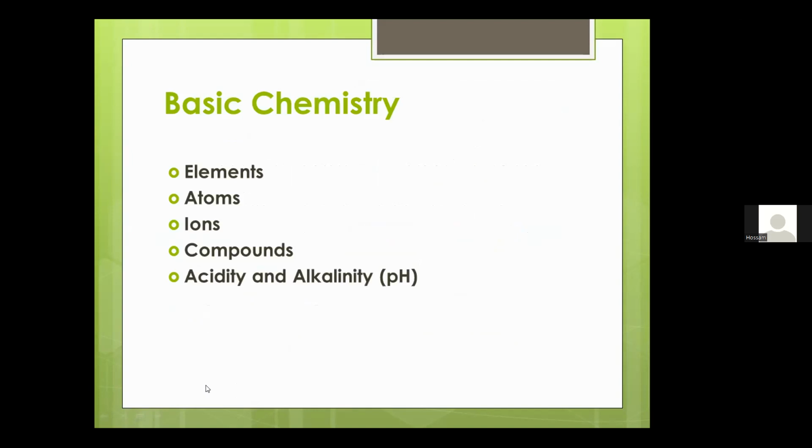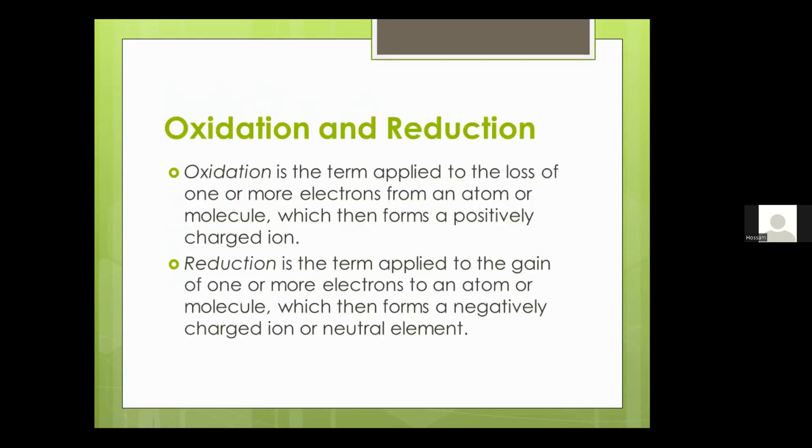For basic chemistry, we should know the difference between elements, atoms, ions, and compounds, and know the acidity and alkalinity. Oxidation is a loss of one or more electrons from an atom or molecule, which then forms a positively charged ion. Reduction is the gain of one or more electrons by an atom or molecule, which then forms a negatively charged ion or neutral element.